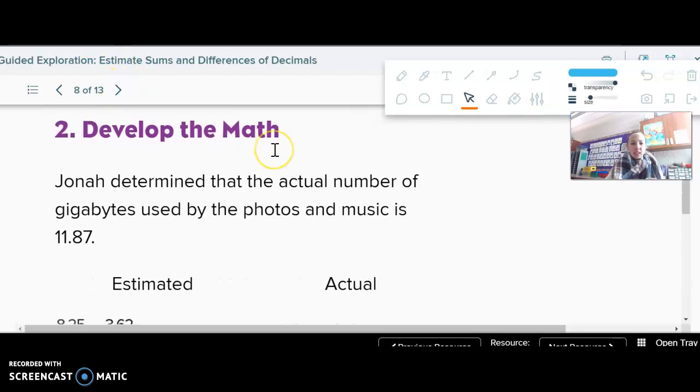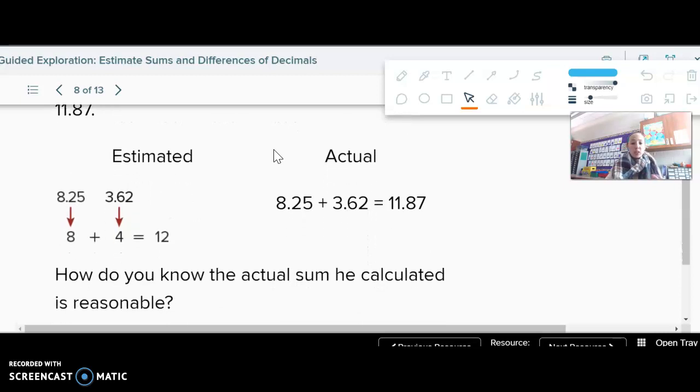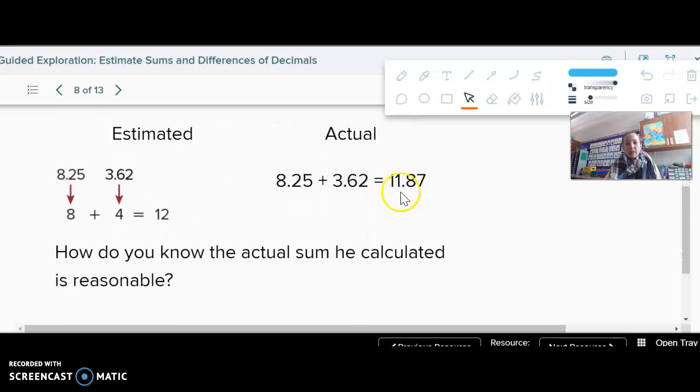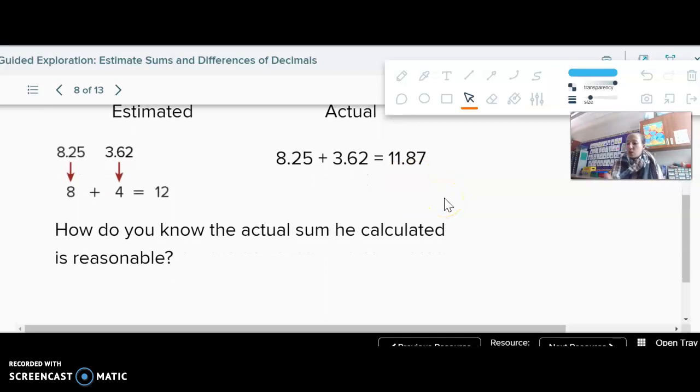Might not be exactly that. If we do look and we compare to the actual, we can see, oh, we were very close. 11 and 87/100 is very close to 12. So on your notes, estimating can help us know if our answer is reasonable. Is it realistic? Were we close?